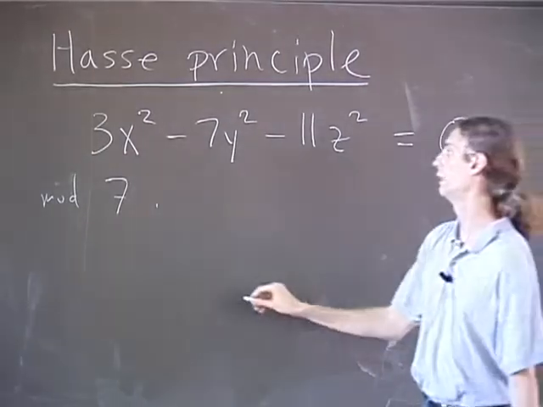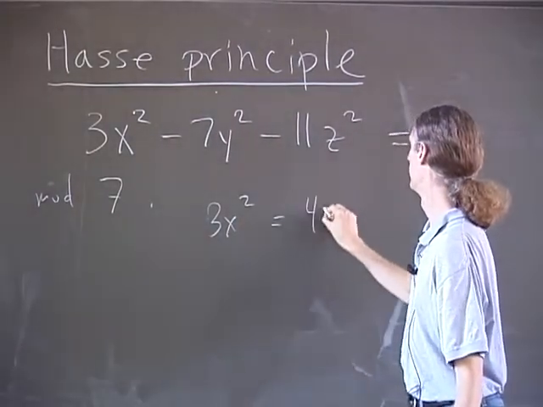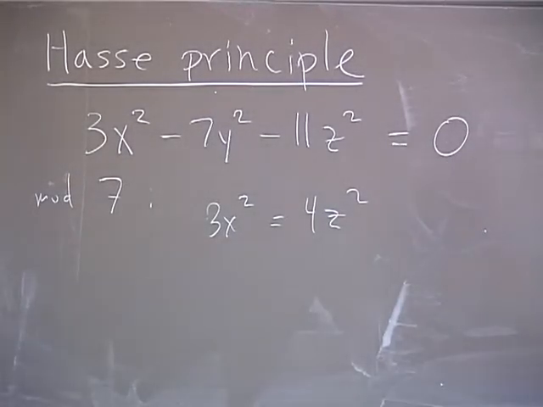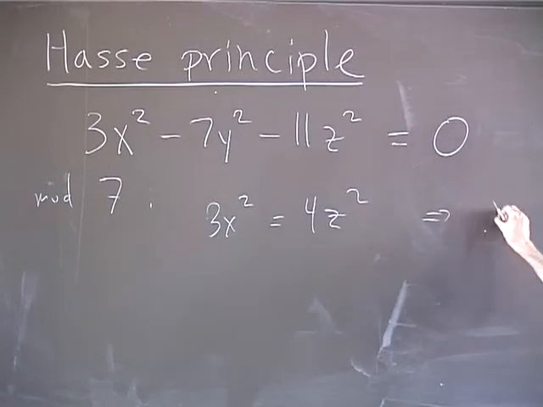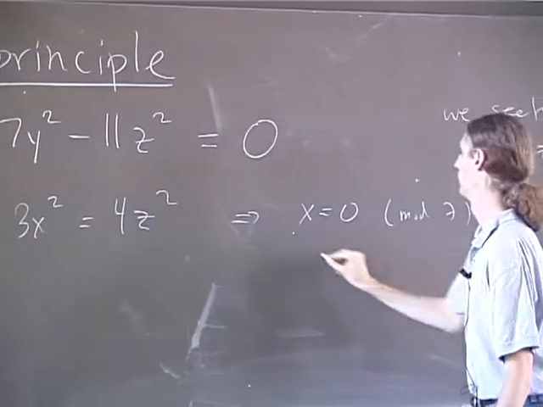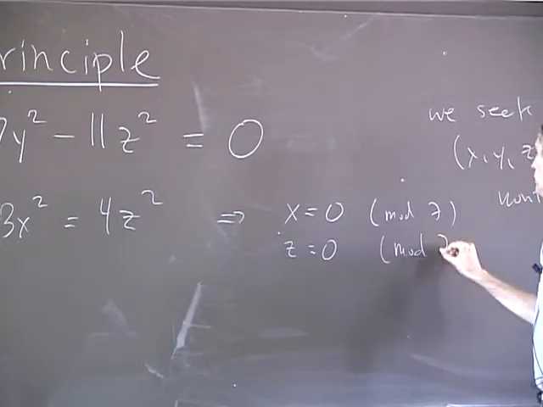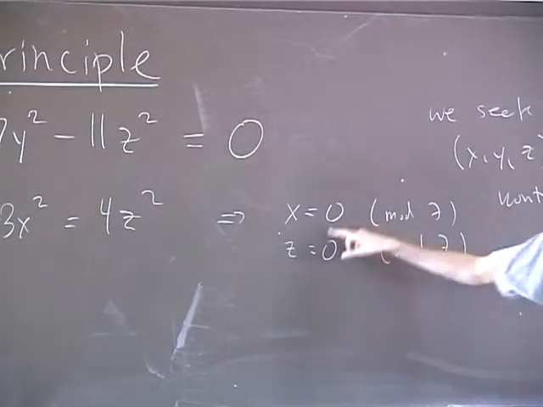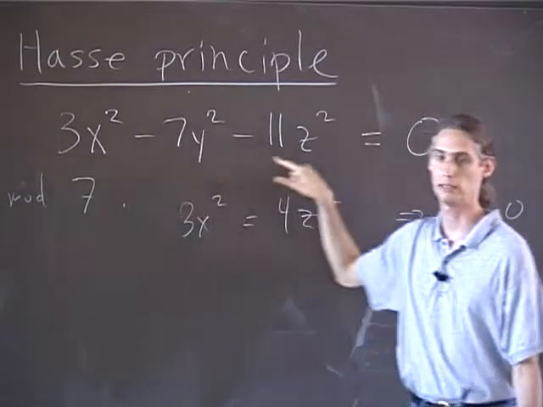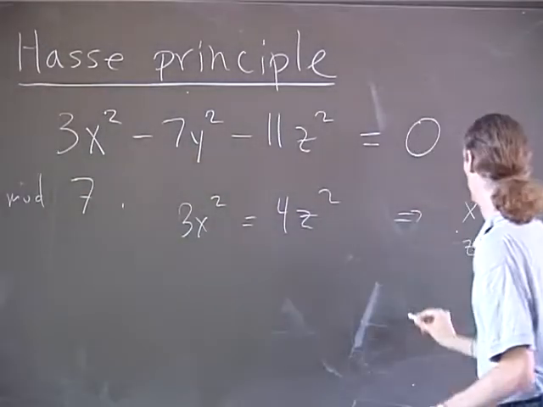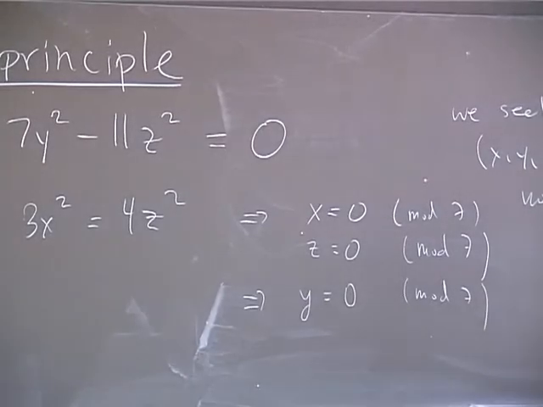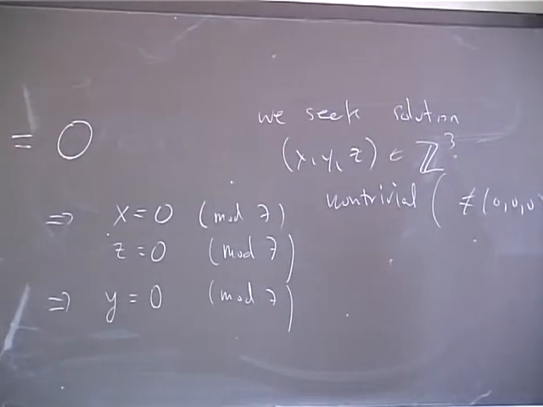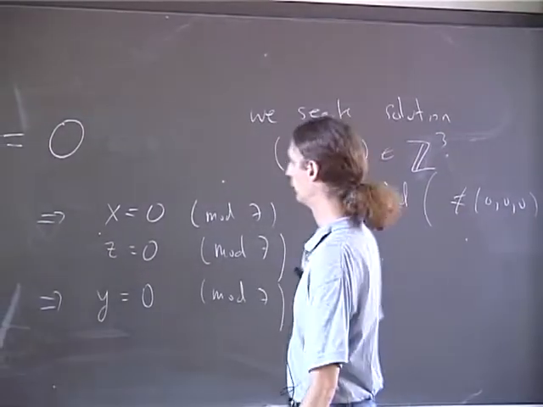mod 7, you see that you have then an equation which forces x and z to be 0 mod 7 if you just try different possibilities. But then, plugging back in, you see that the first and last terms are divisible by 7 squared, and that forces then y to be divisible by 7 as well. And so this violates the assumption of having no prime factors. And by this very easy test, you see that there can be no non-trivial integer solutions.